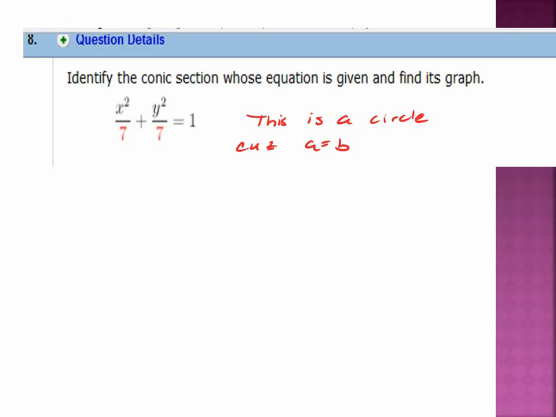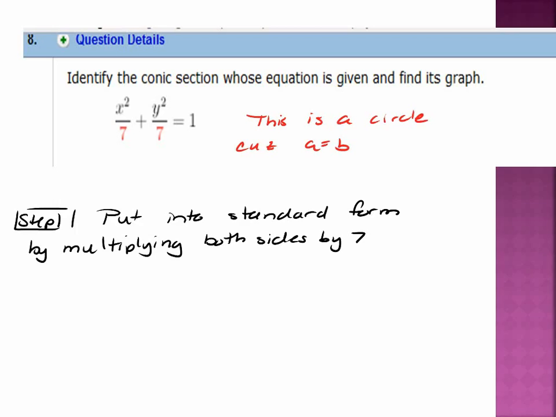Can't be an ellipse. Can it be a hyperbola? What has to happen if it's a hyperbola? Krishna? Minus sign. It has to be what? A minus sign between the two. So no, it can't be the hyperbola. So you can cross out the hyperbola from the list. So it's either an ellipse or a circle. Can't be an ellipse because the A and the B are not the same in an ellipse. So therefore, by process of elimination, it's a circle.